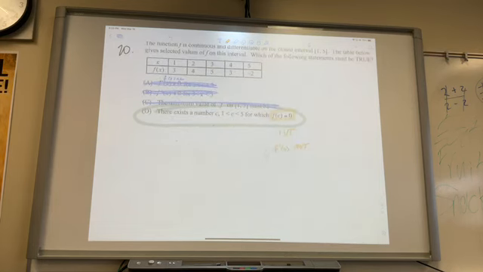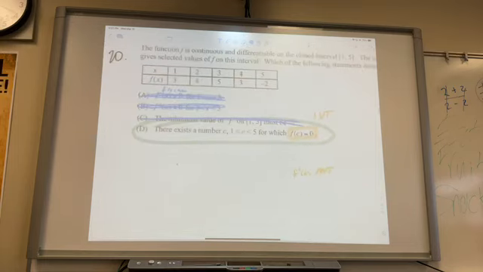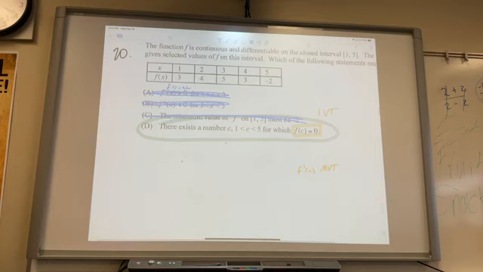Guys, listen. Can I show you something real quick on here? I'm going to teach you how IVT works, and then I'm going to teach you how MVT works. This is IVT because it says f of c equals 0. It has to equal 0 between here and here, because it has to cross the axis since it's continuous. Do you guys understand that?